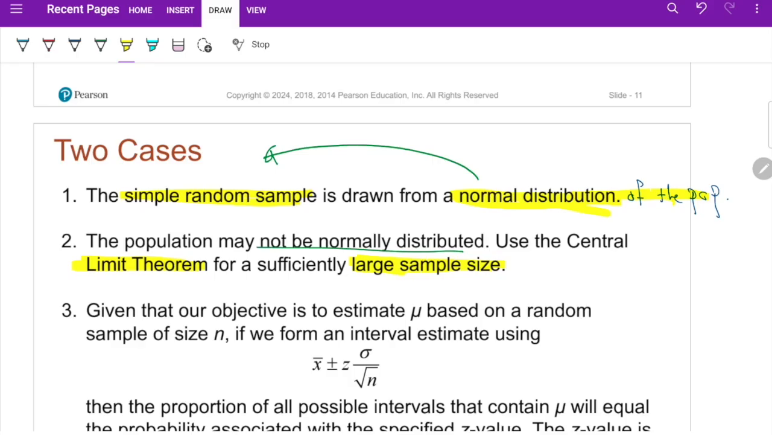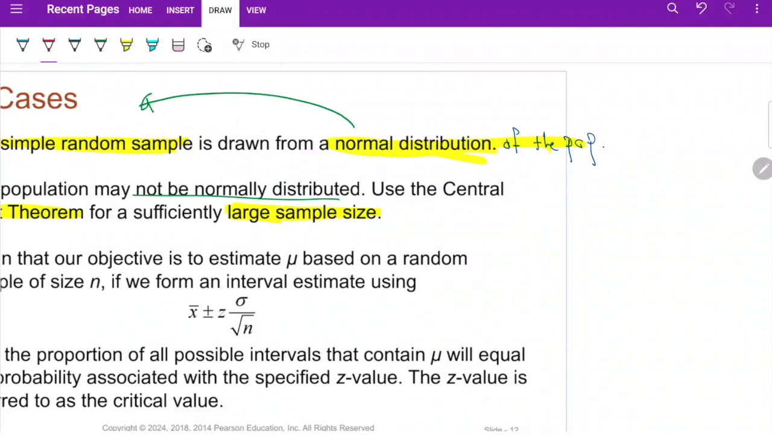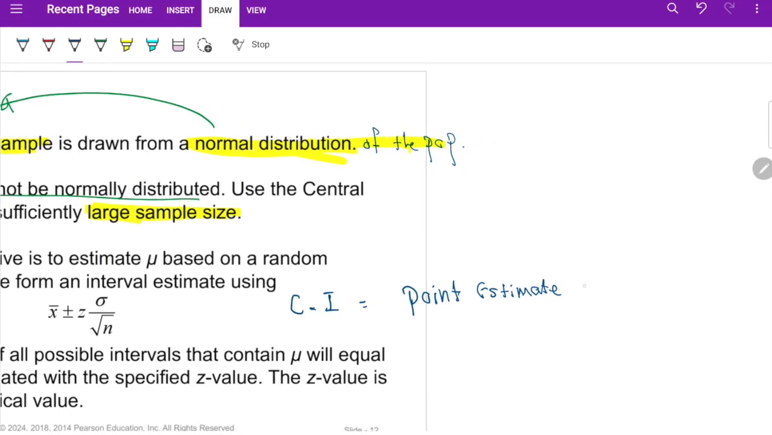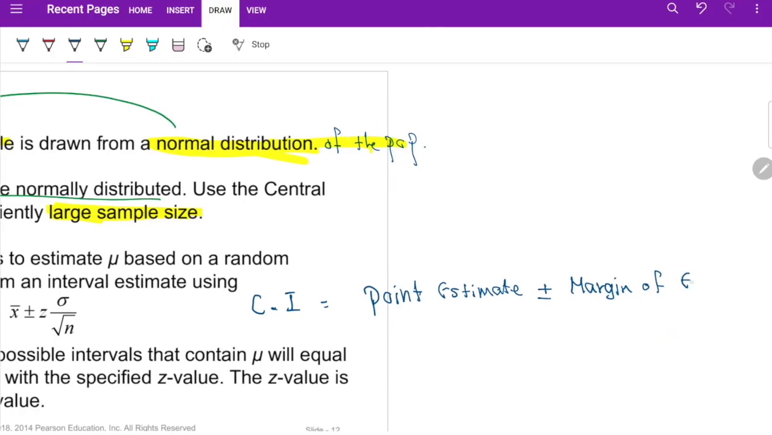So to give the confidence interval, what is it going to be? The point estimate, plus or minus something, because the point estimate is not that accurate, and we said the population mean can be greater than this point estimate or can be less than this point estimate. So either we add or subtract some kind of error. We're going to call it the margin of error. Later, we're going to call it little e.